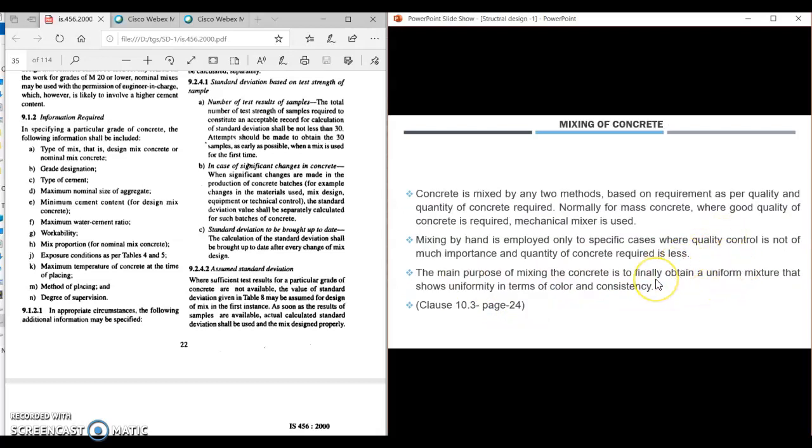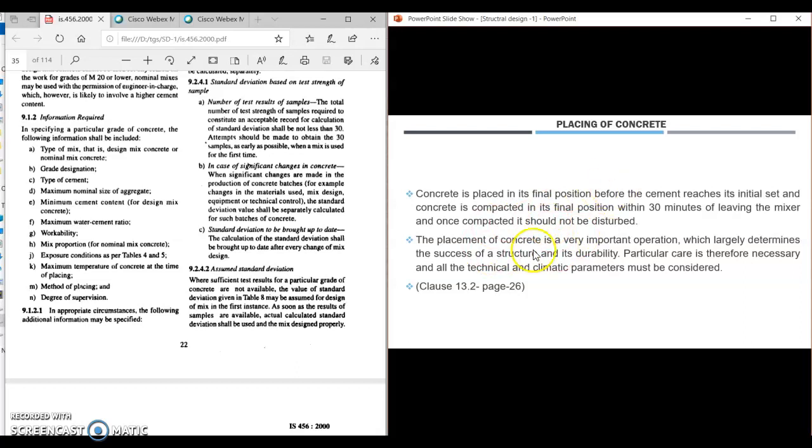After measuring the ingredients, then mixing. The mixing can be done by two methods based on the quality and quantity of the concrete. For normal mass concrete, hand mixing can be used, and where a good quality of concrete is required, a machine or mechanical mixer is used. The main purpose of mixing is to finally obtain a uniform mix, and a uniform mix means the color is uniform and the consistency of the concrete is also uniform.